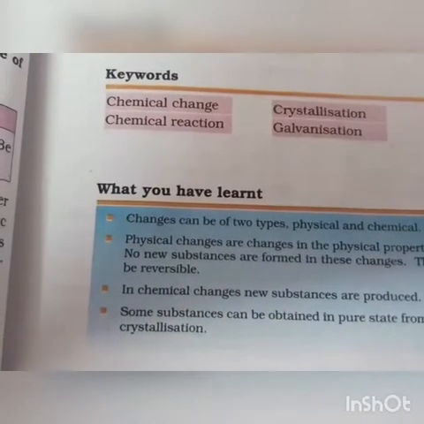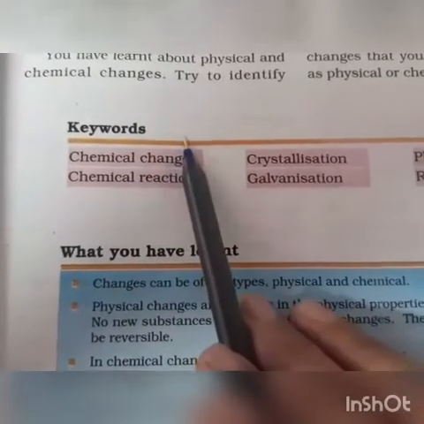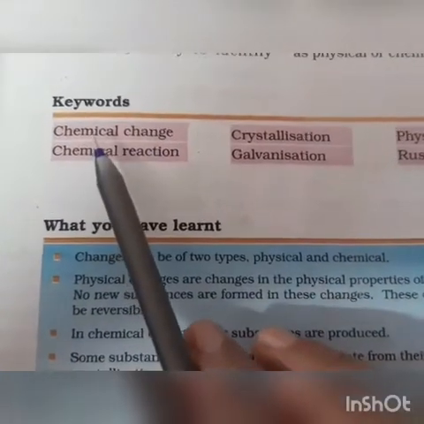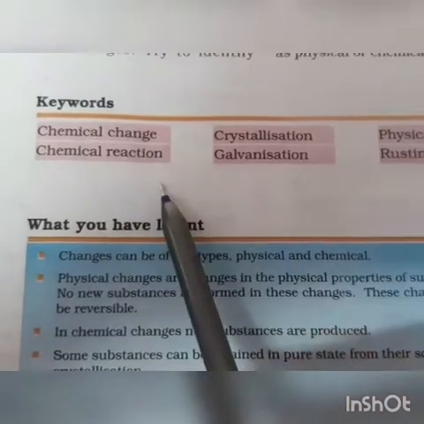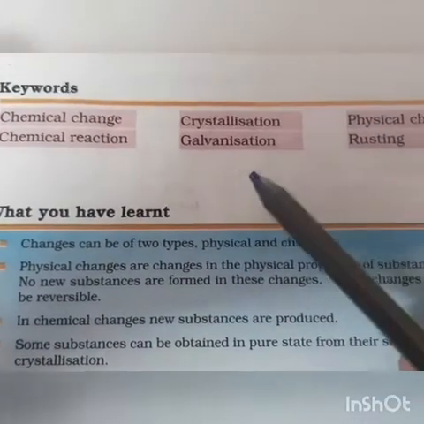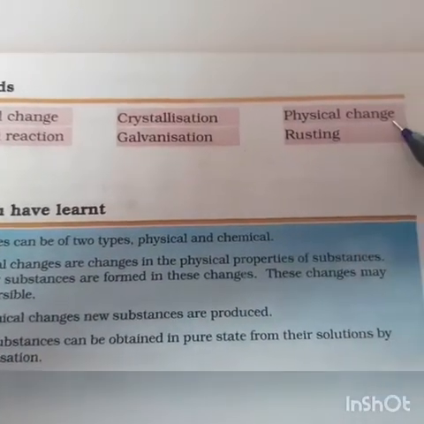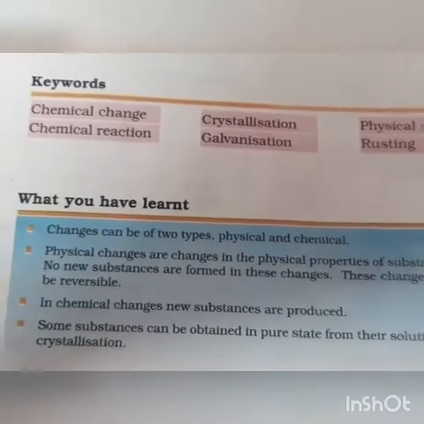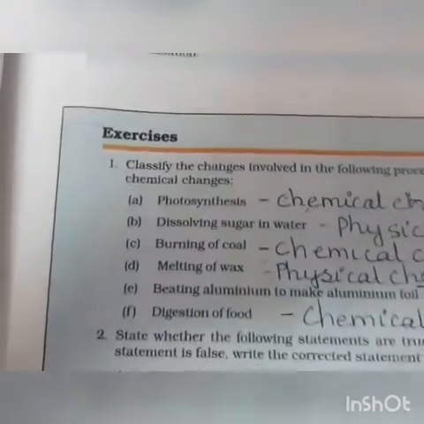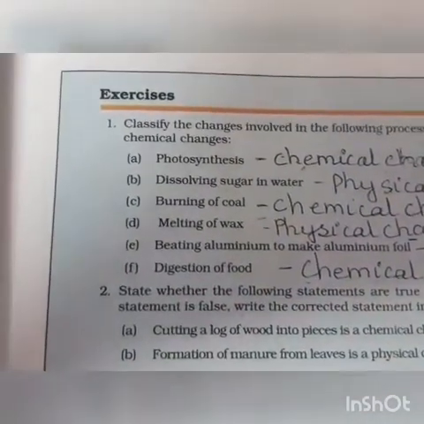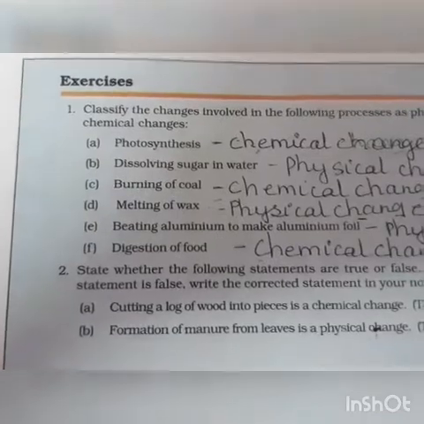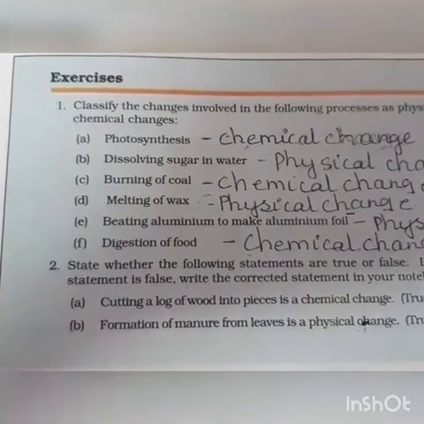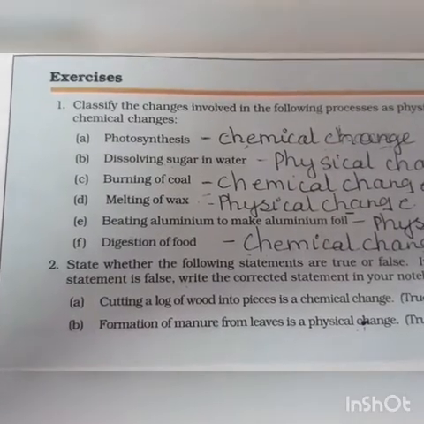Now, dear children, on page number 65 are some key words that you have to write in your notebook, classwork one time and homework one time. Chemical change, chemical reaction, crystallization, galvanization, physical change, and rusting. Only few are there, so you will write it one time in classwork and one time in homework. Now this is your exercise, which is on page number 65. All the answers that I am showing you on page number 65 and 66, you have to write in your textbook as well as in your notebook one time.